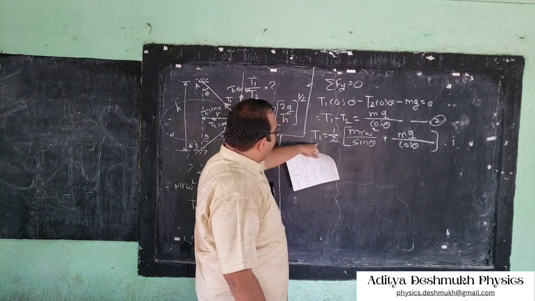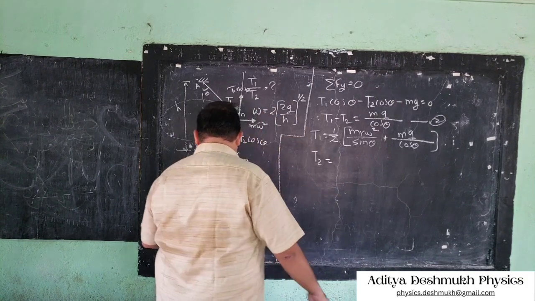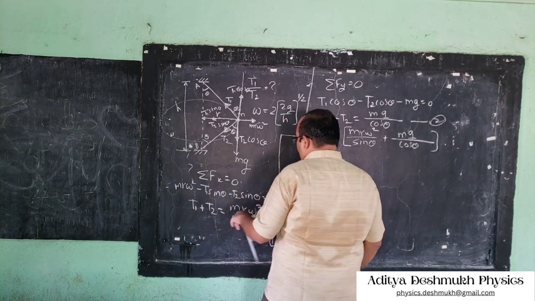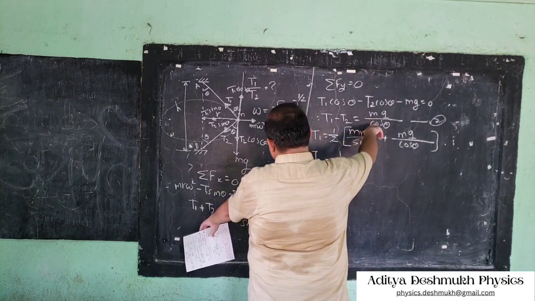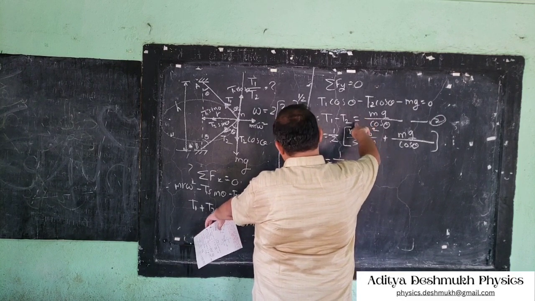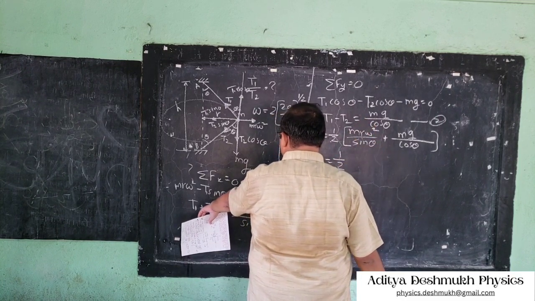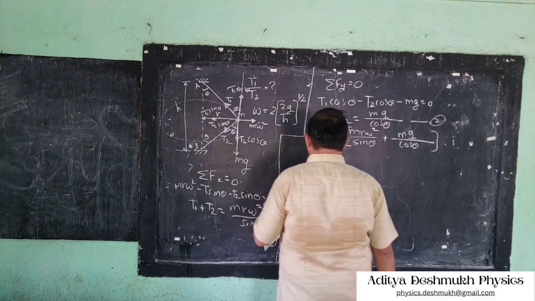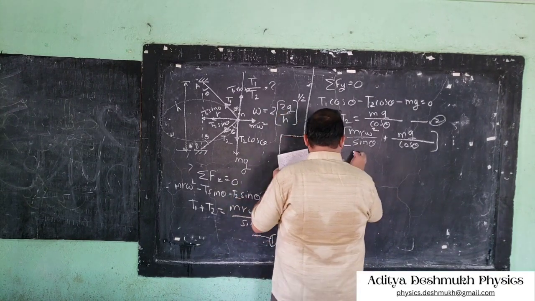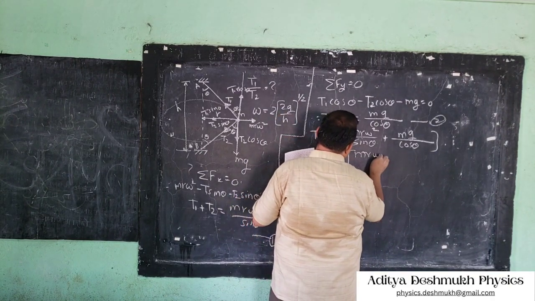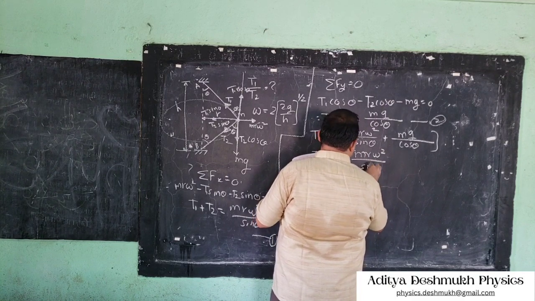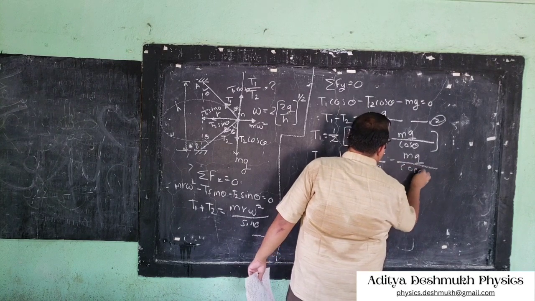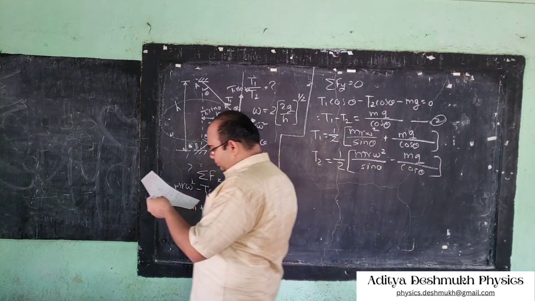and if I then put my value of T1 in either of the equations, I will get T2. Or just subtract equation 1 from 2 or 2 from 1. Using that, I will get the value of T2, which will be equal to half of m r omega square upon sin theta minus mg upon cos theta.